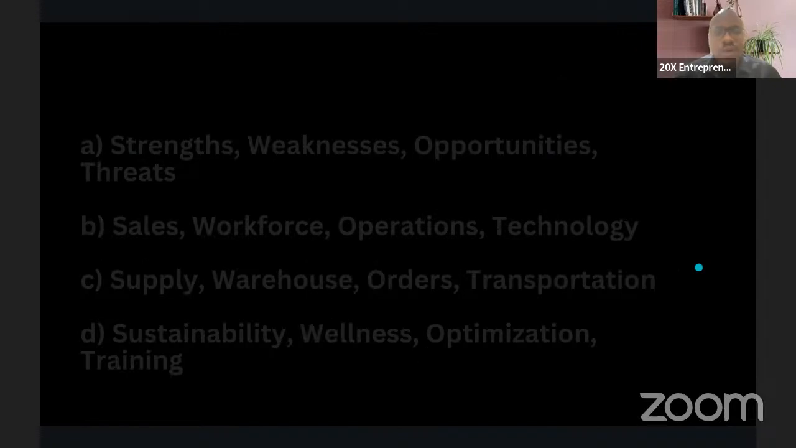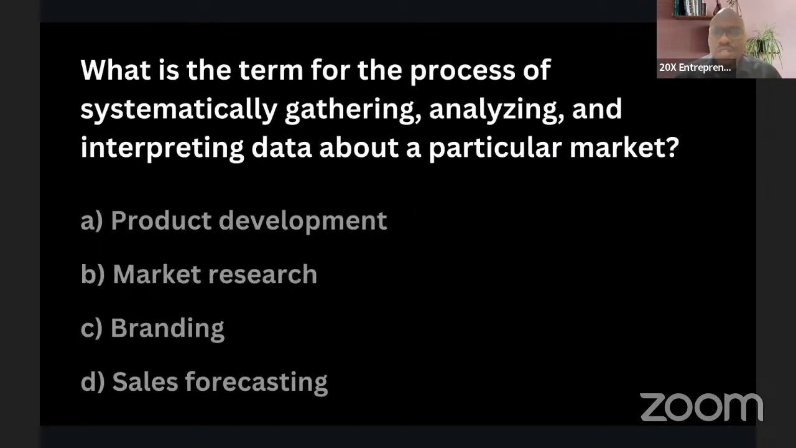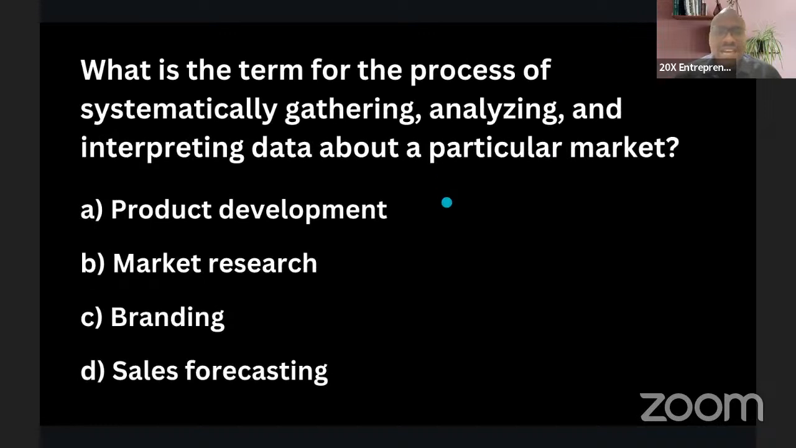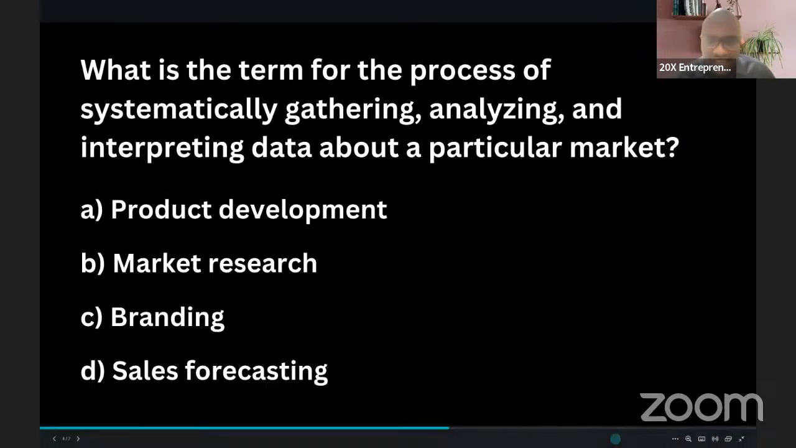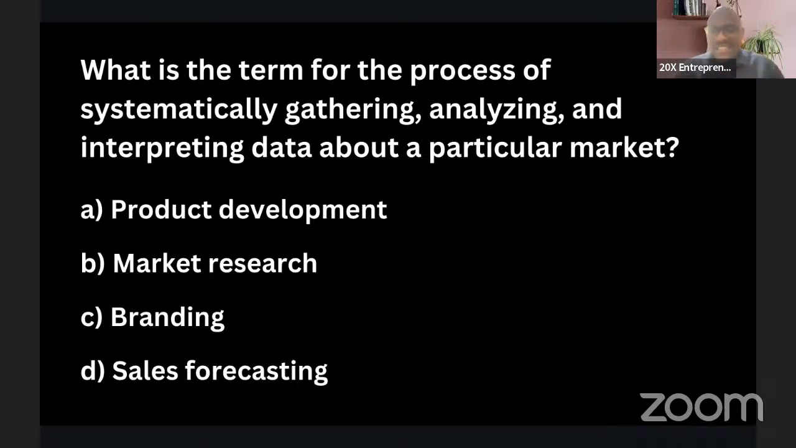Question number 3. What is the term for the process of systematically gathering, analyzing, and interpreting data? Product development, market research, branding, or sales forecasting? Noreen says it's B. Any other answer? Martin says it's B. The correct answer is B. So Noreen has got 2 correct.